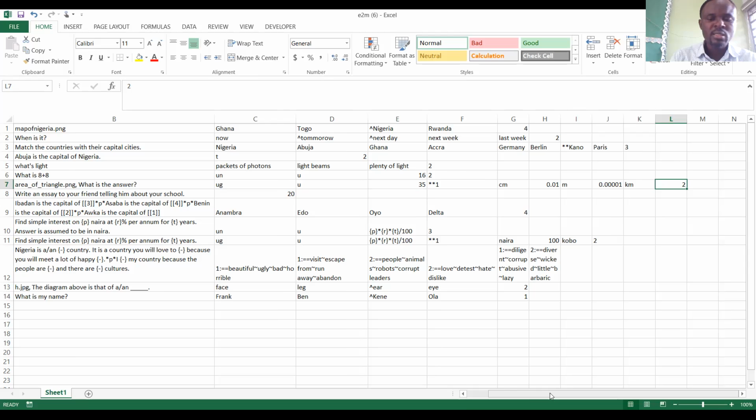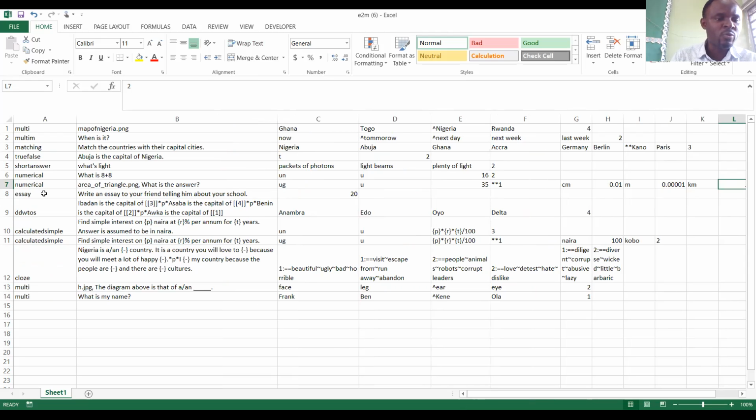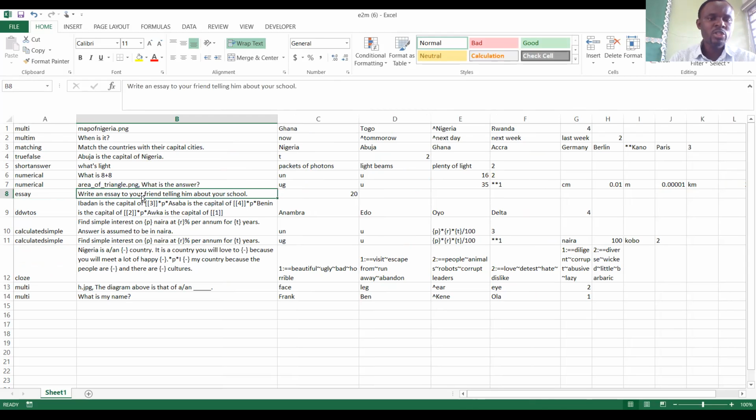Okay, so what's the other type? Another type of question used in Moodle is the essay type of question. So the first column here, you just give the word essay as the type. If you don't want to use essay, you could just give it as ES. You don't want to spell the entire thing, just type in ES, but I'm just going to spell out the whole thing, essay.